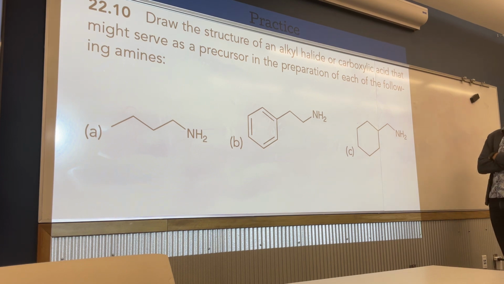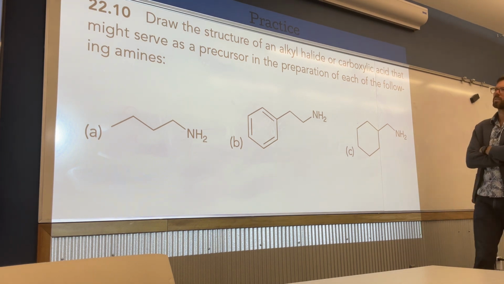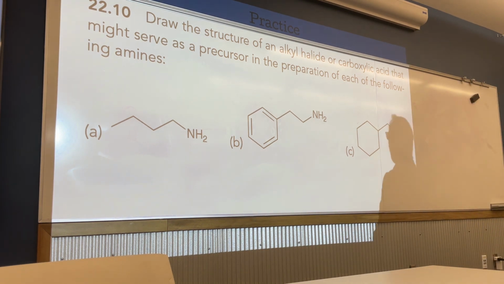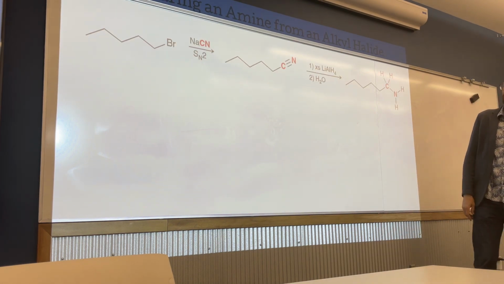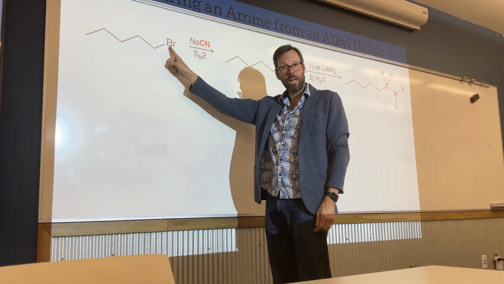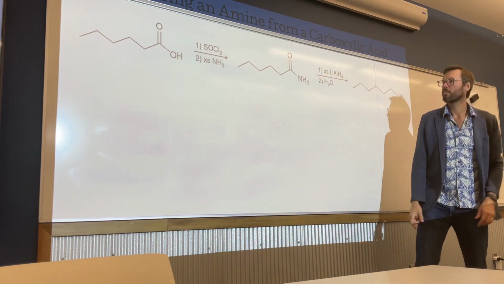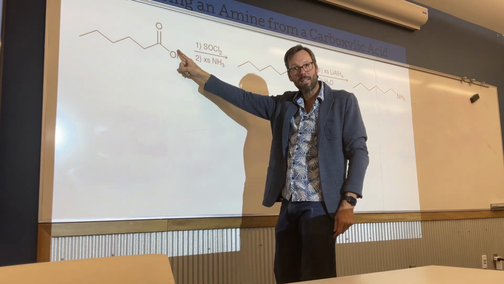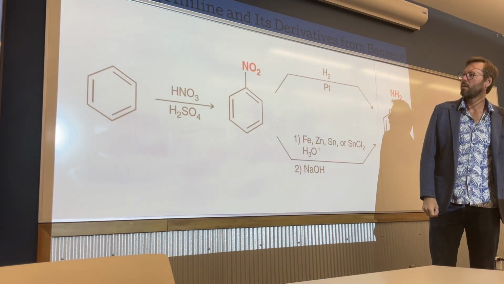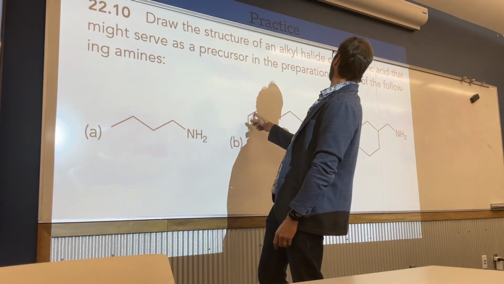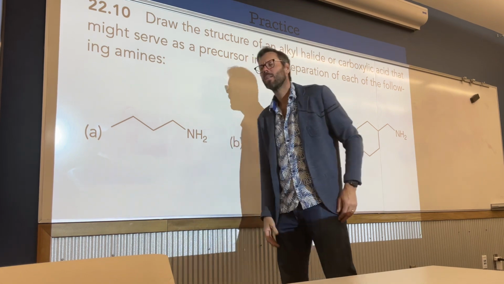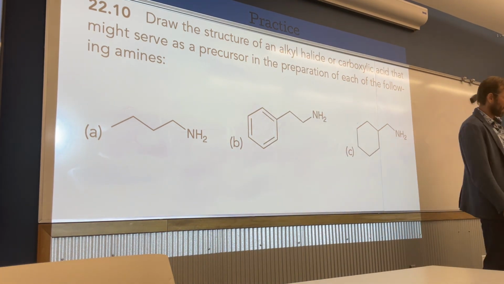Okay? So, for this practice, what does this say? Draw the structure of an alkyl halide or carboxylic acid that might serve as a precursor to make these things. So, go back to those two, right, before this slide. Here's our halide. Here's our carboxylic acid, okay? If we want to make this, what halide? I would do both, right? Why not? What would be the halide? What would be the carboxylic acid to make this?